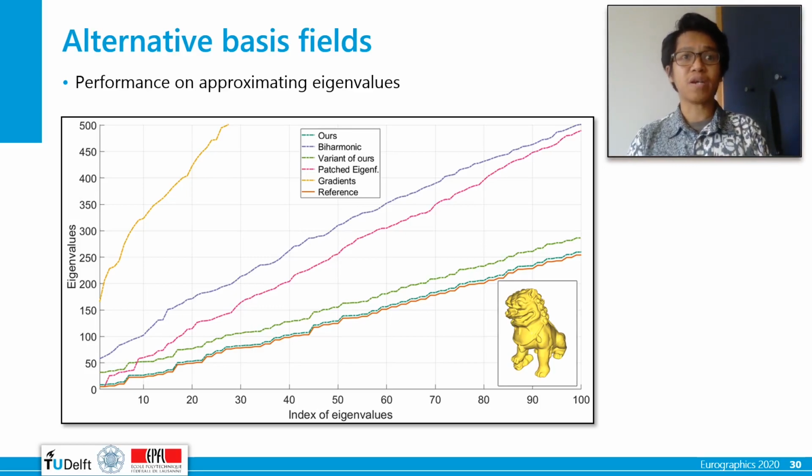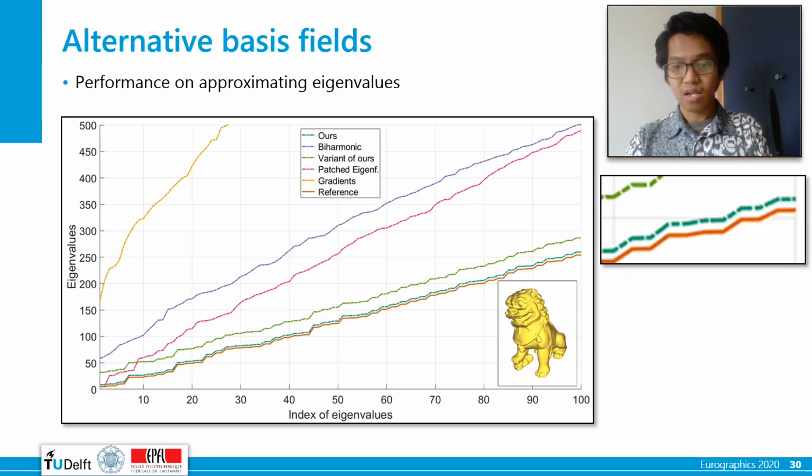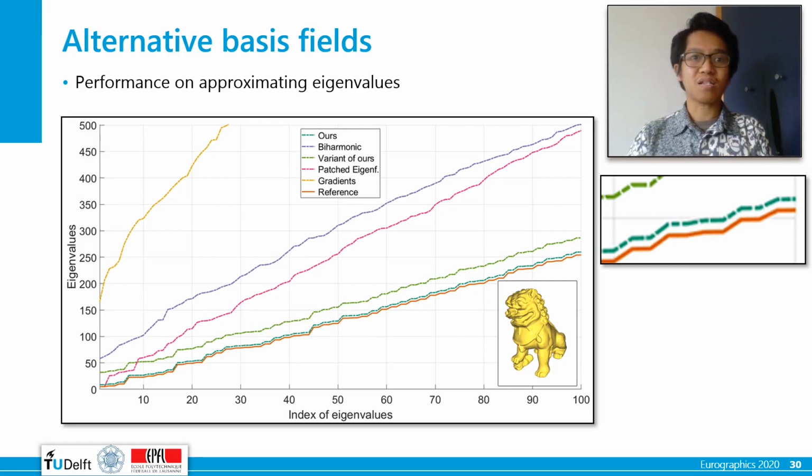We compare the performance of the alternative constructions in approximating the eigenvalues of the Laplace operator of the corresponding fields. The orange straight line here represents the reference eigenvalues, and ours is the dashed green line. It is clearly visible that our construction outperforms the other alternatives by a large margin.